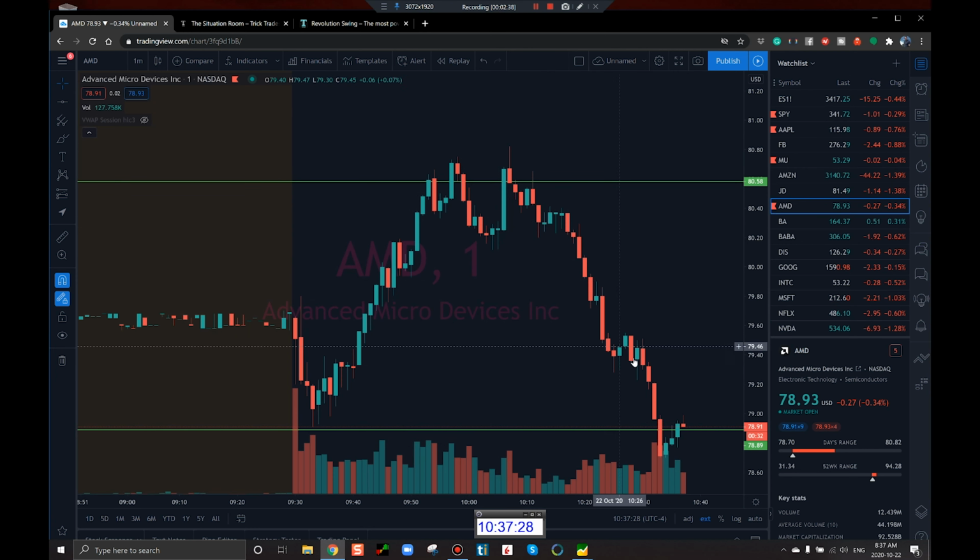Members have caught and rode this all the way down, from level to level to level to level, back and forth. You can play these trades all day long, executing in and around these levels.